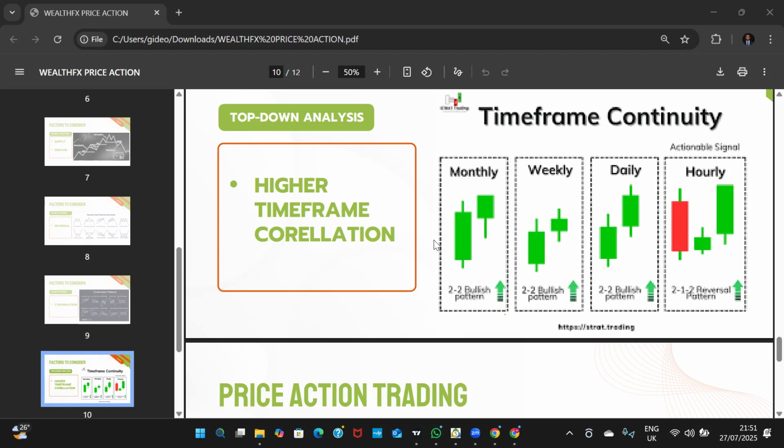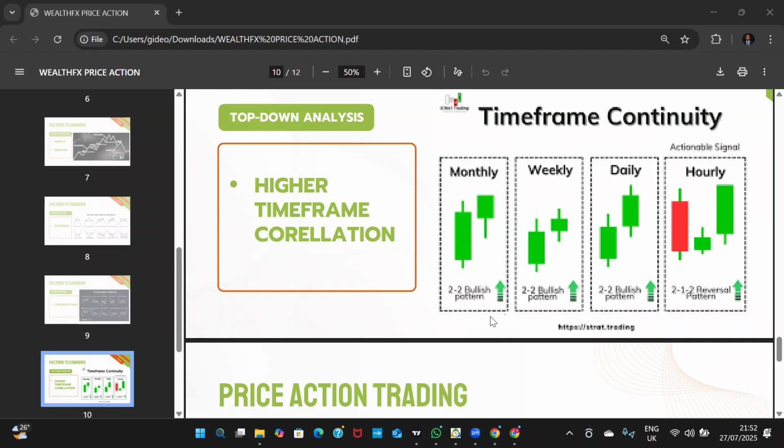Fractal patterns are basically whatever you see on the higher time frame can also be replicated on the lower time frame. So I can have information on the monthly chart, I go to my weekly and I'll see the same thing, I'll go to my daily, I'll see the same thing, I'll go to my hourly, I'll see the same thing.